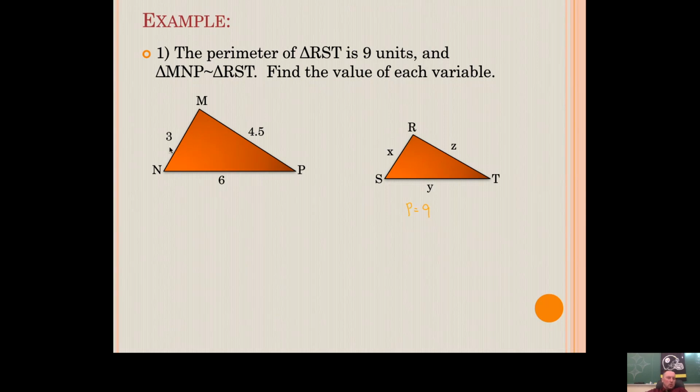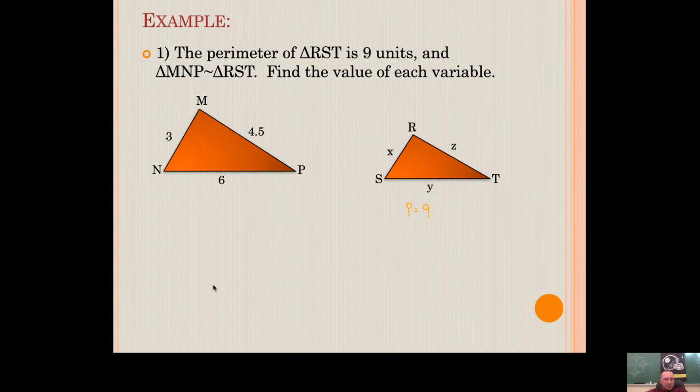Well, we know this 3 is going to go with something over here. We can check our statement to see. Segment NM, that's the one that has the 3, goes with segment SR. So these ones go together. But we don't know how long that is. This one's going to go with this one, but we don't know how long this is. This one goes with this one, but we don't know how long that is.